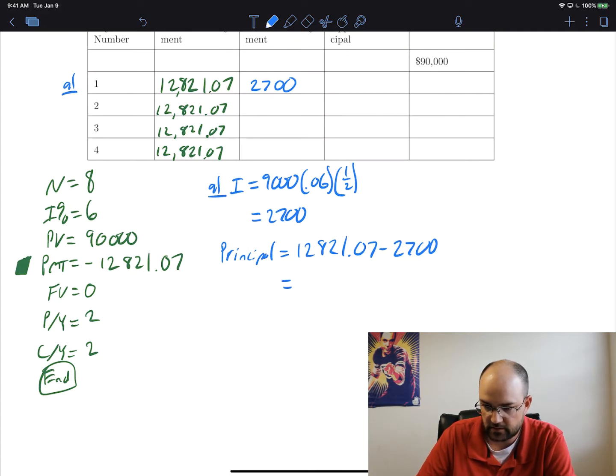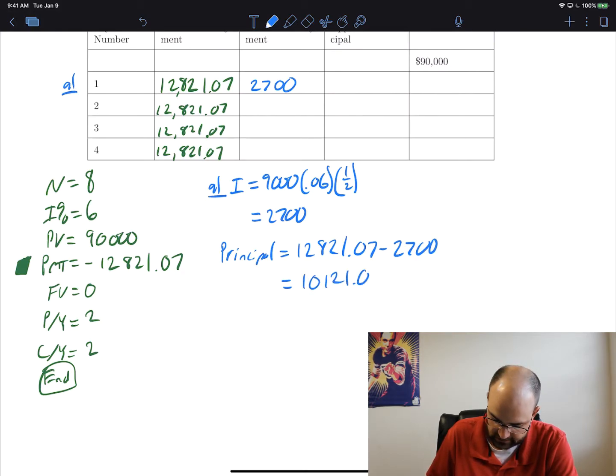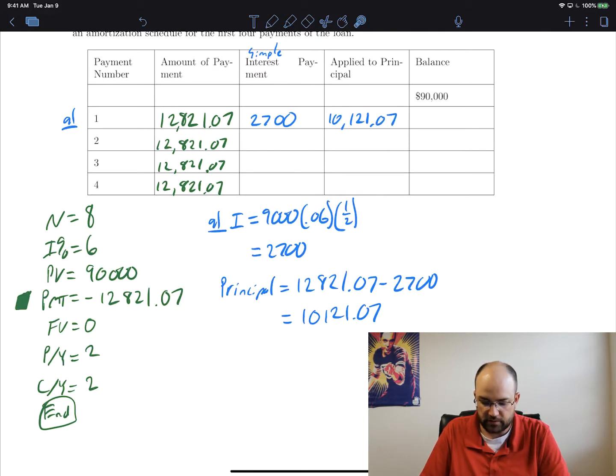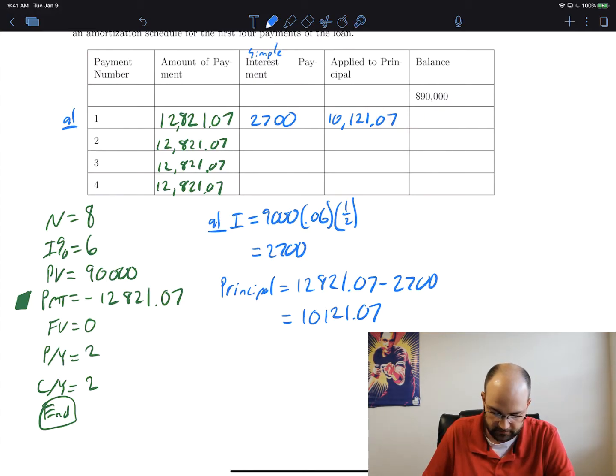$12,821.07. Okay, and so that leaves me with $10,121.07. And that's what's going to be applied to the principal here. And so the new ending balance is going to be the difference between the previous balance and the amount that was applied towards the principal, and that's going to be what's in this right here.